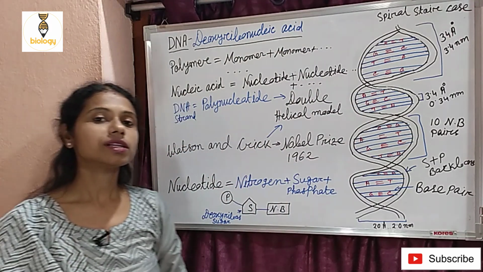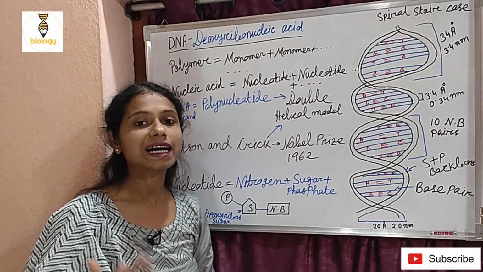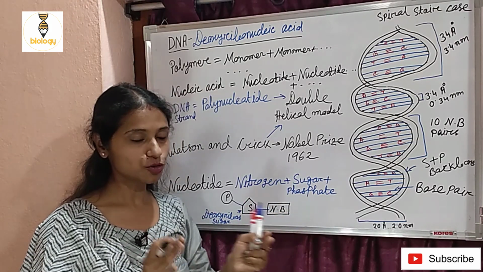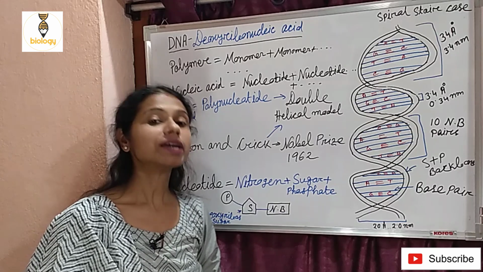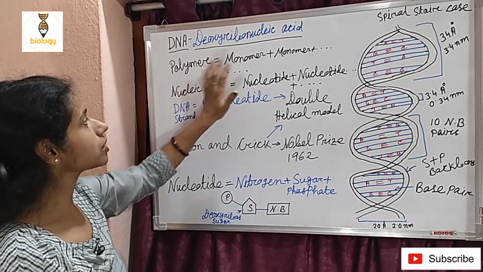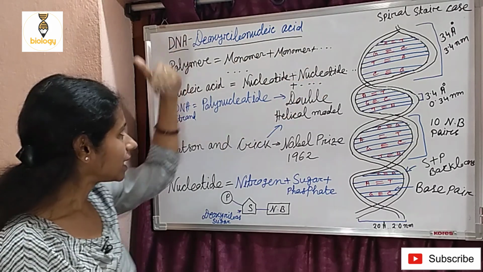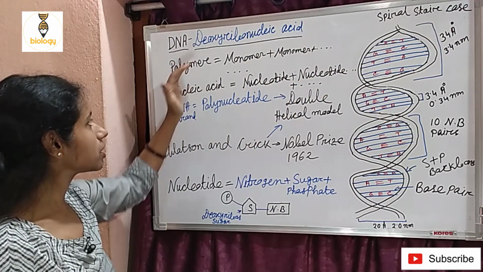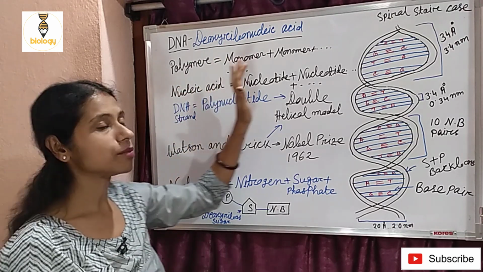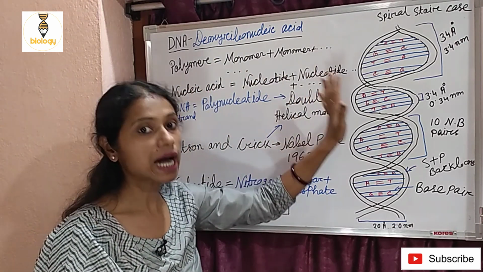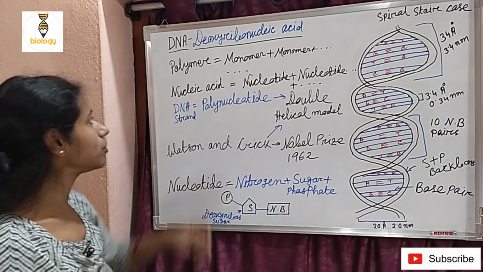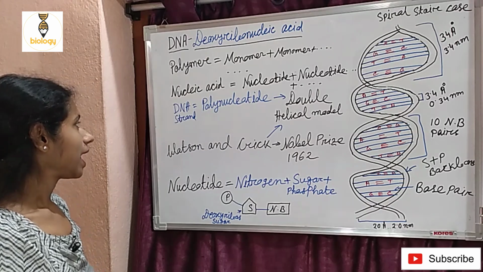Like the structure of starch. Starch is made up of so many glucose molecules joined together. Here also, polymers mean many monomers joined together. In the case of DNA, the polymer is nucleic acid, and nucleic acid is made up of so many nucleotides joined together.